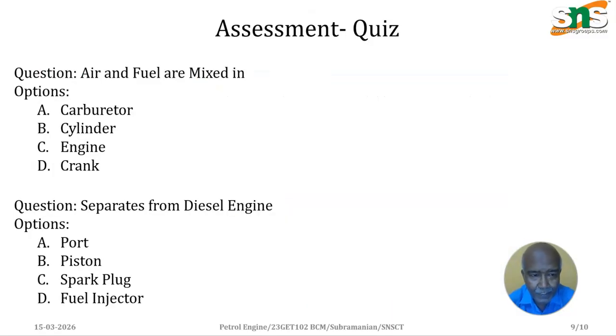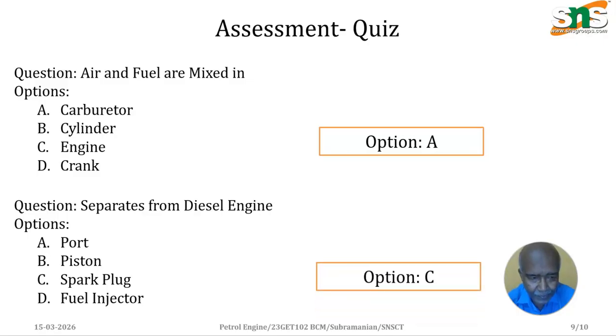In this we can see some questions. The air-fuel mixture is mixed in which of the options: carburetor, cylinder, engine, or crank? Similarly, what separates it from the diesel engine: port, piston, or spark plug? For the first one, the answer is option A, carburetor, where the air-fuel mixture is mixed. For the second, the answer is option C, the spark plug present in the cylinder itself.